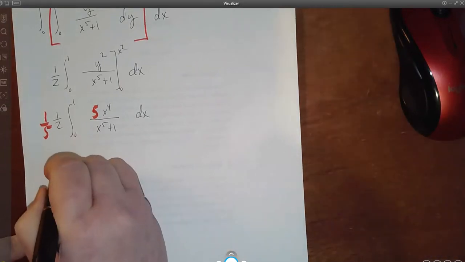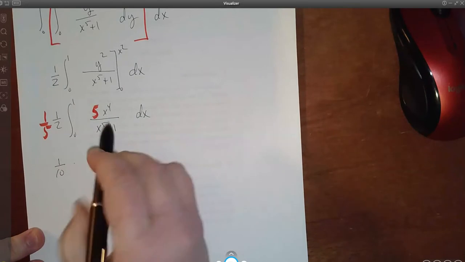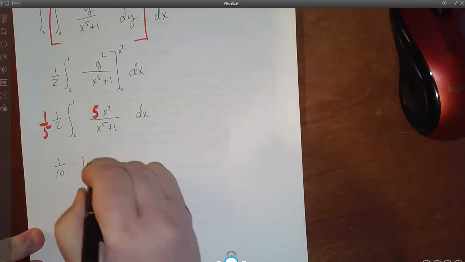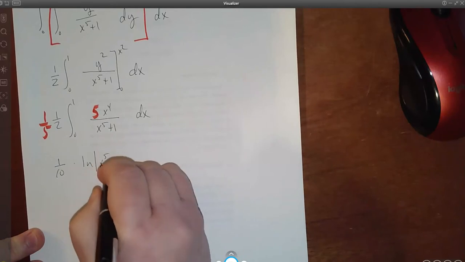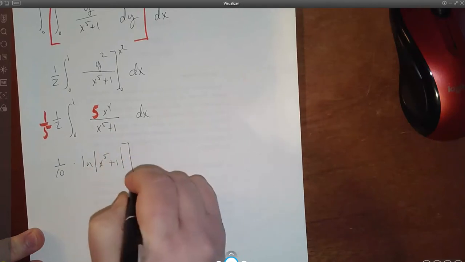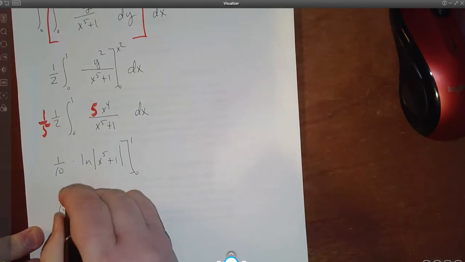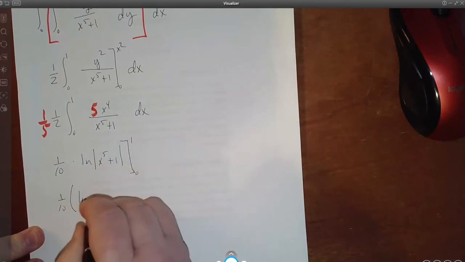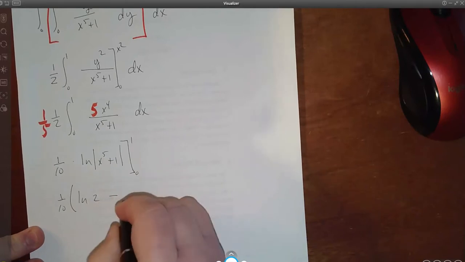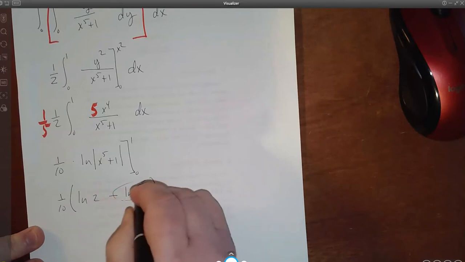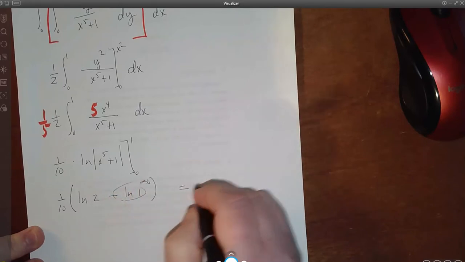So this gives me 1/10 times, well, the derivative of the bottom is sitting on top, so I've got the natural log of x to the 5th plus 1. And I'm going to take this from 0 to 1. If I plug a 1 in, I get the natural log of 2. If I stick a 0 in, I get the natural log of 1. Natural log of 1 is 0, so my final answer is natural log of 2 over 10.